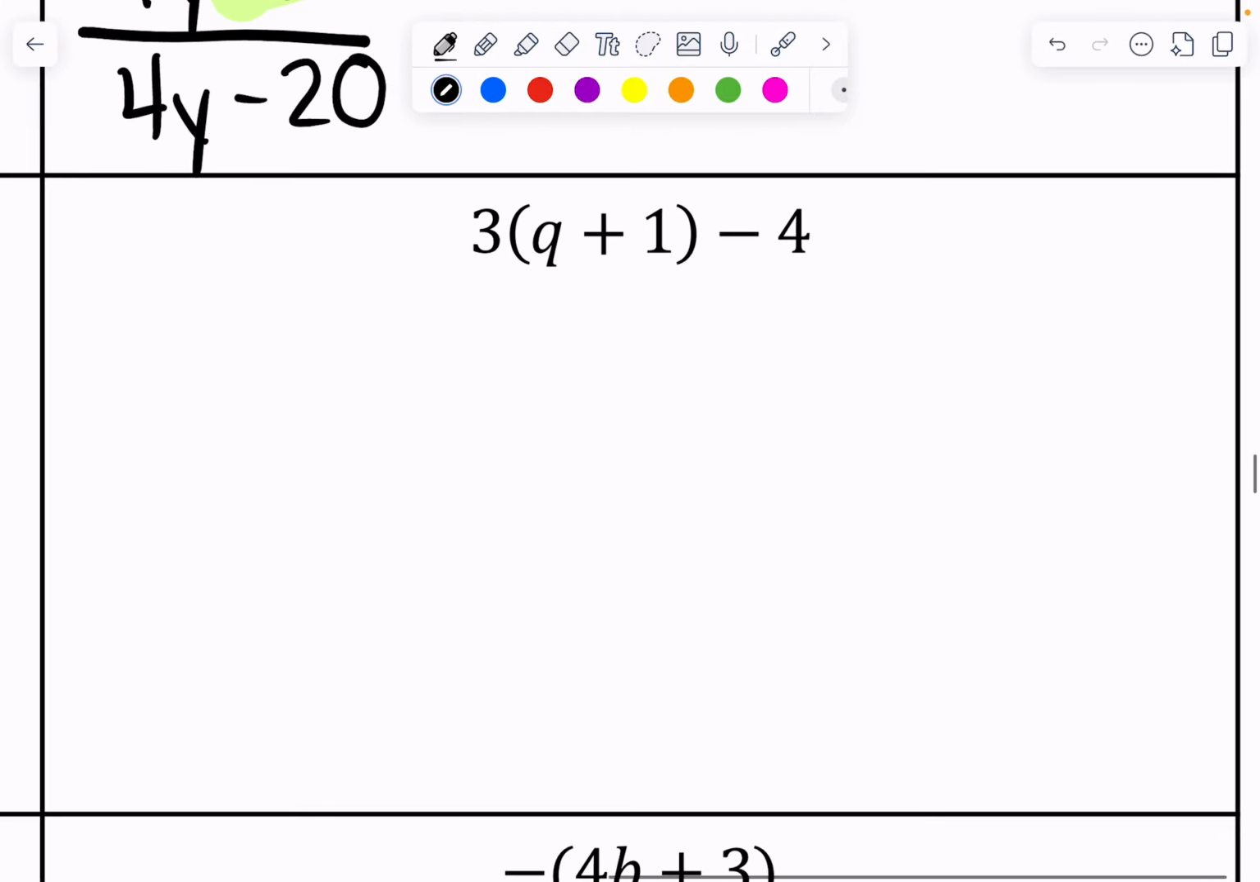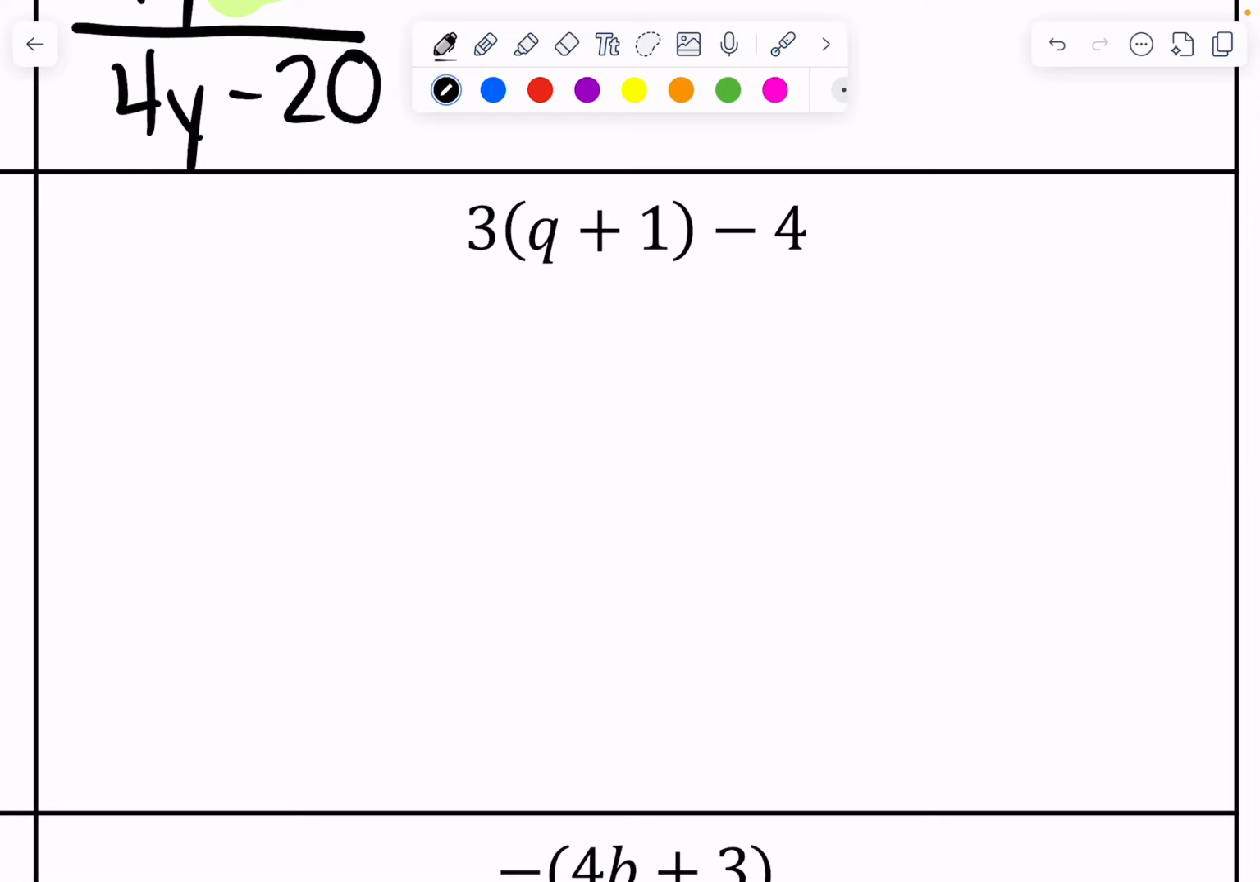This problem looks a little bit different here. We have the distributive property going on, but then we also have this minus 4. So that makes this problem a little bit different than what we've had so far. What you want to keep in mind is that this minus 4 is kind of on its own right now. So when we distribute this 3, it only gets distributed to what's inside the parentheses. So when I distribute that 3 using multiplication, I'm multiplying only to what's inside the parentheses.